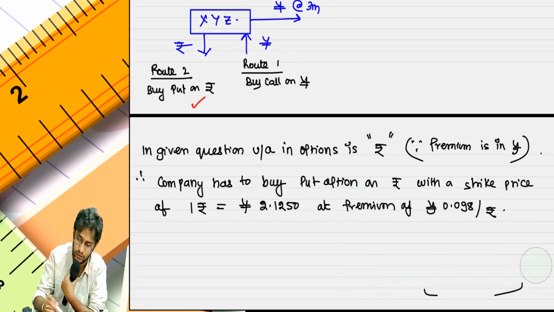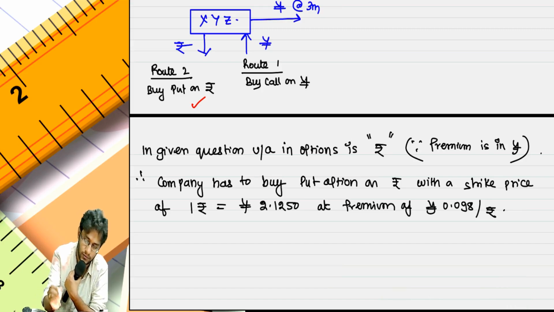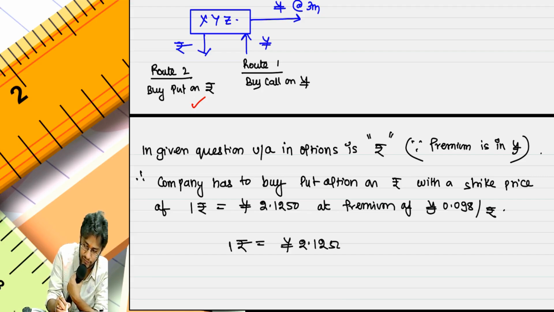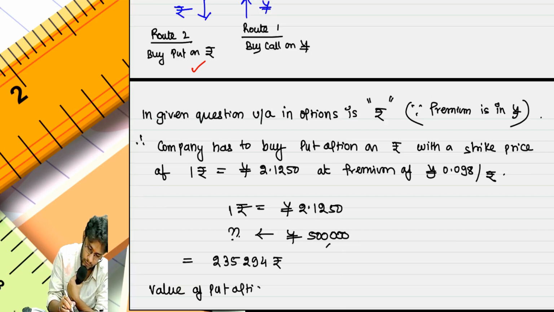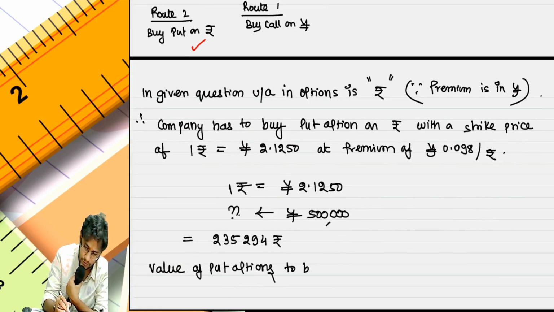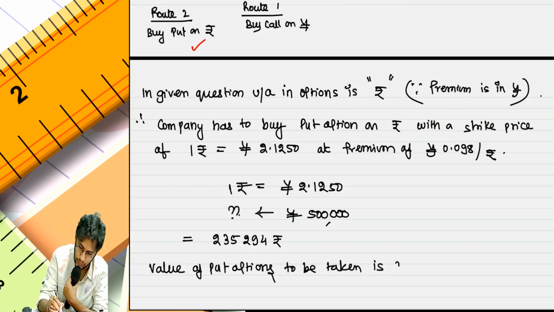So first, without doing that, how will you work out the premium? 1 rupee is equal to 2.125 yen. Sort this out. 5,00,000 divided by 2.125 gives 2,35,294 rupees. The value of put options to be taken is rupees 235,294.